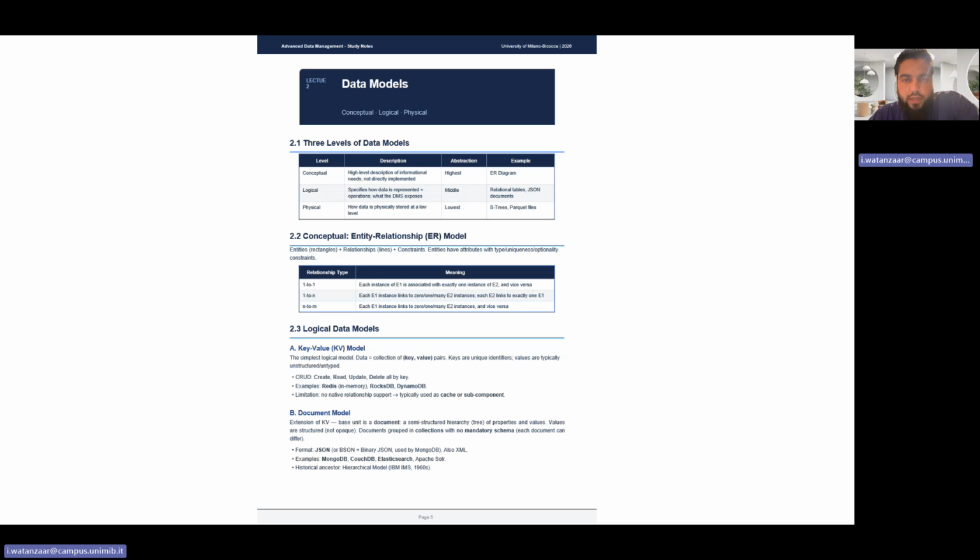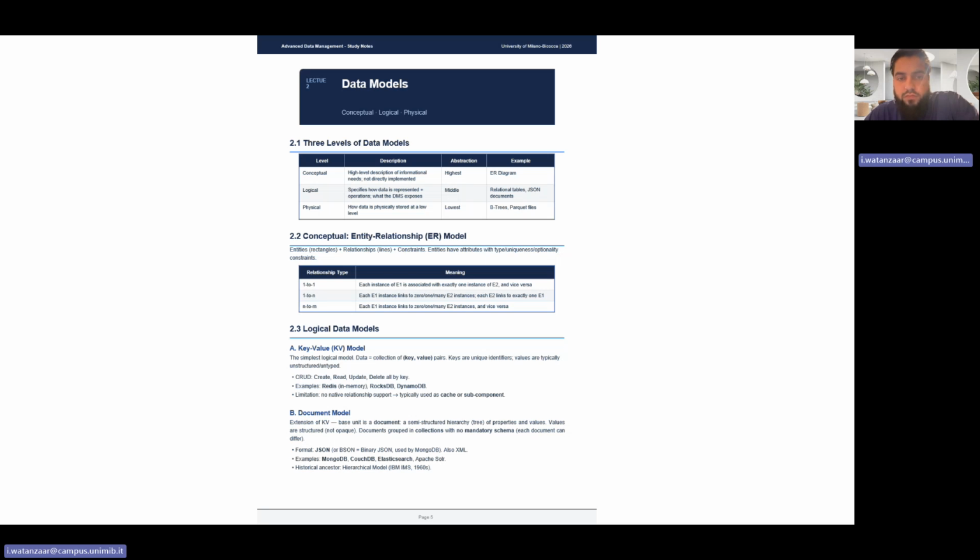The first one in the ERD diagram is one-to-one. Each instance of entity 1 is associated with exactly one instance of entity 2, and vice versa. So this works in both ways. One instance of entity 1 has a direct association with another instance of entity 2, and vice versa, from both sides: entity 2 has an association with entity 1, and entity 1 has an association with entity 2. This is called a one-to-one relationship.